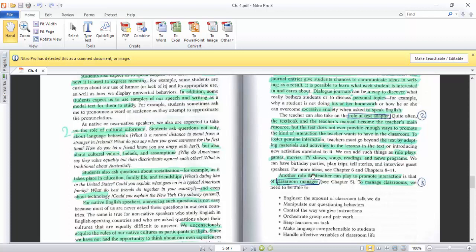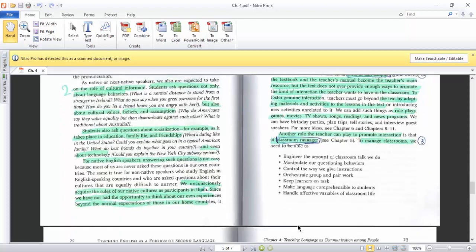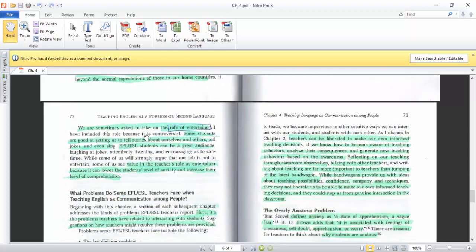Another role the teacher can play to promote interaction is the classroom manager. To manage a classroom, we, as teachers, need to be able to follow the following steps. And we have another role for the teacher to play in the classroom, the role of entertainer: how to make the classroom interesting.